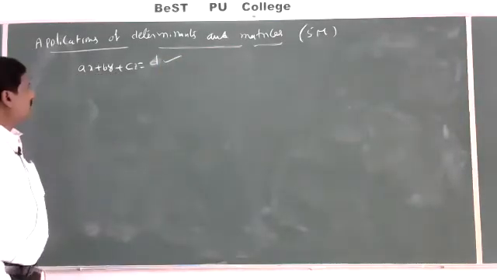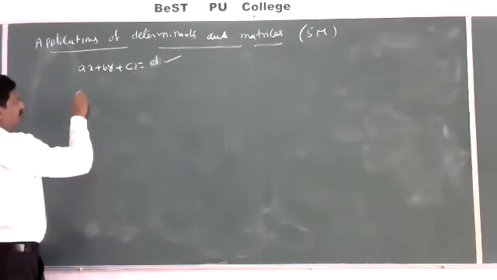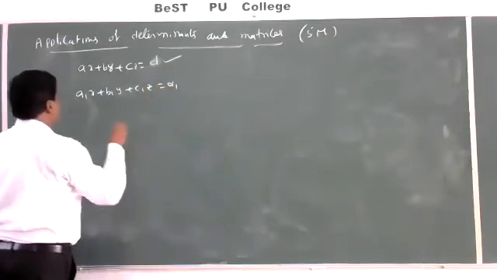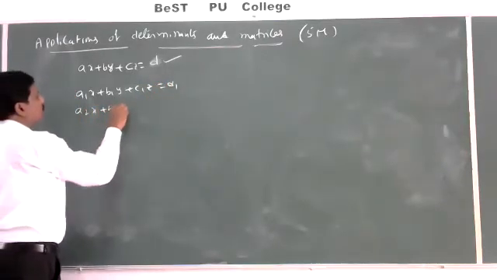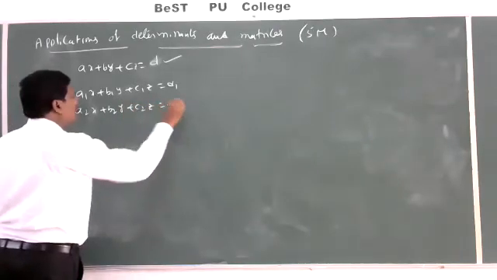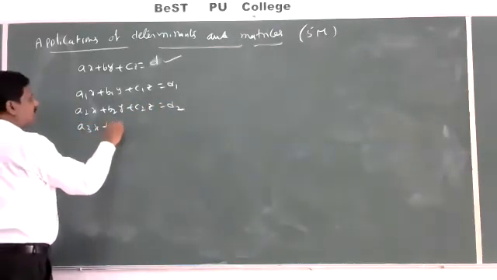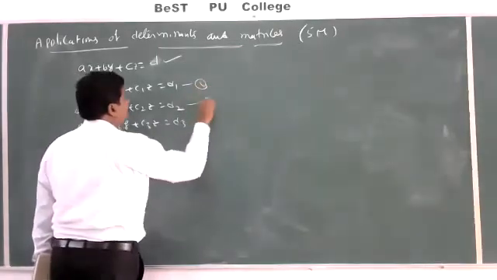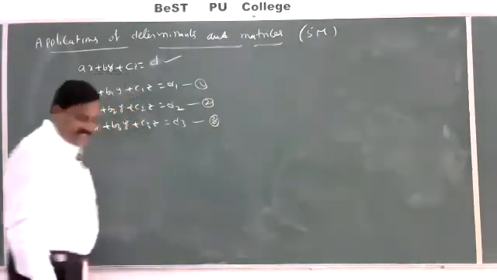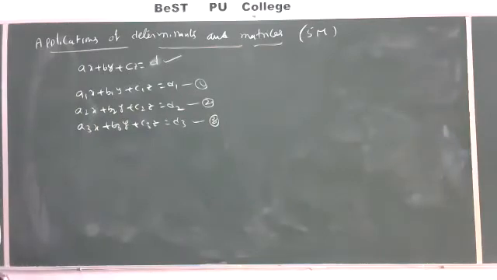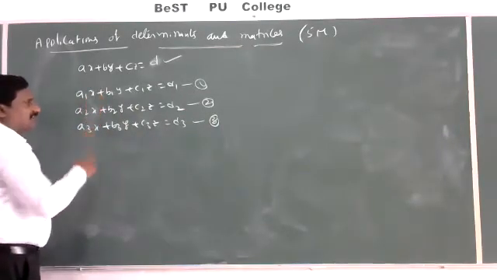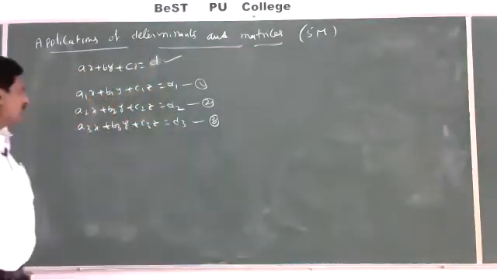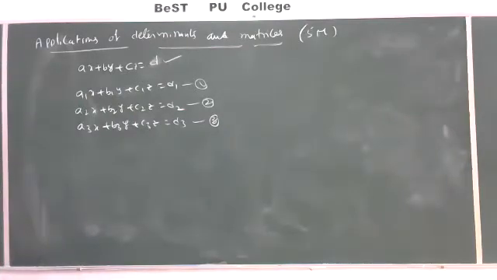It is called a linear equation. They will give 3 linear equations, that is a1x plus b1y plus c1z equal to d1, a2x plus b2y plus c2z equal to d2, a3x plus b3y plus c3z equal to d3. Solve these 3 linear equations by using matrix method. Very important question for 5 marks. These 3 equations will be converted in the form of matrices, and we can solve these equations.